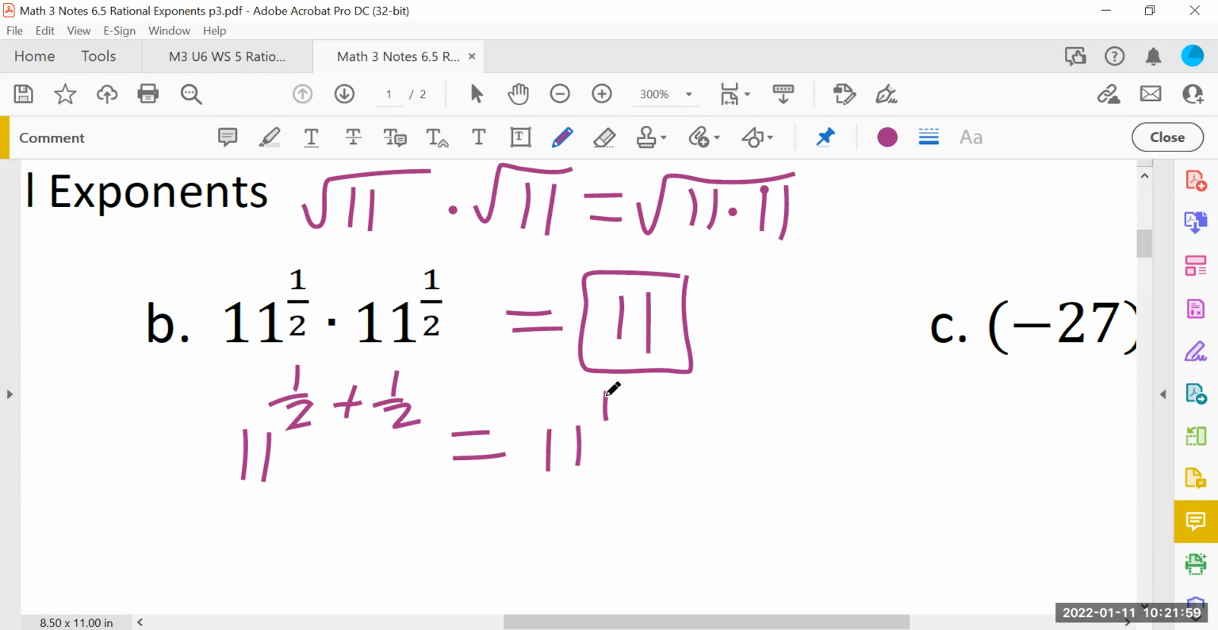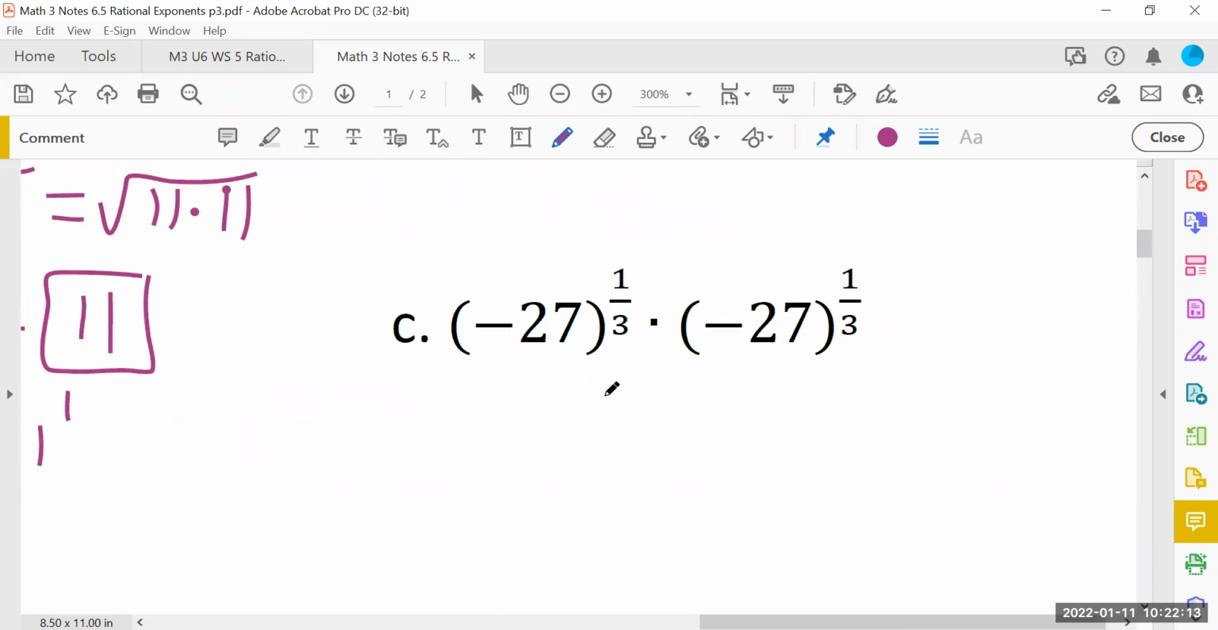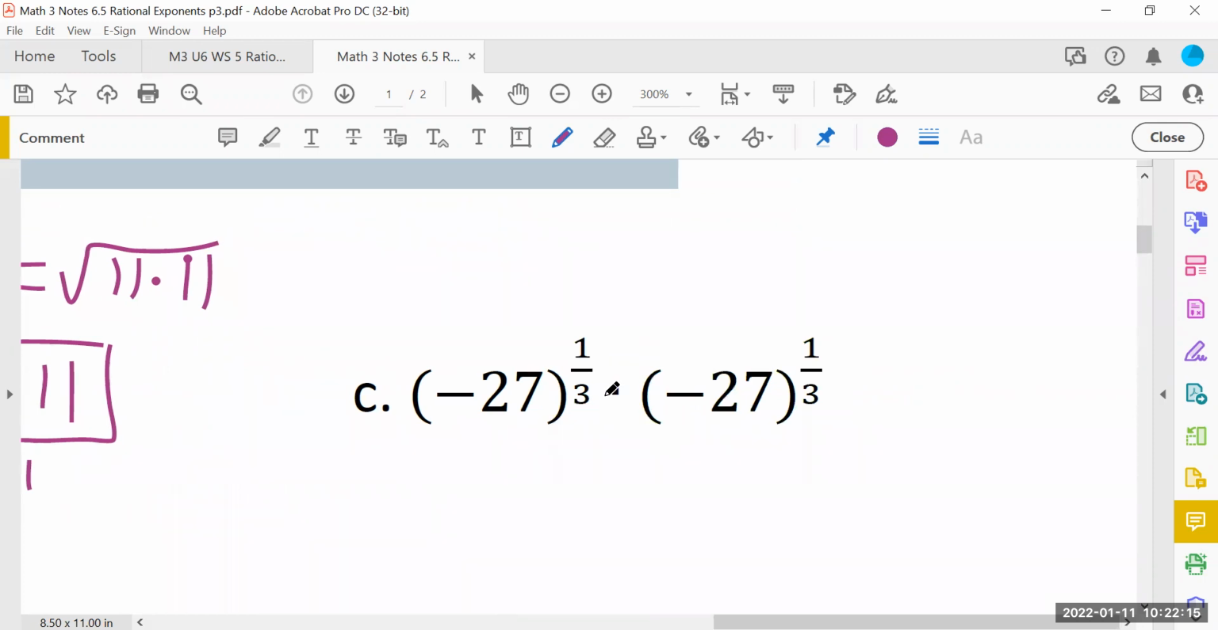Same idea. 2 ways to solve it. One with square roots that we're used to. One with fractional exponents using the exponent rules. Both work. Letter C. This is the cube root of -27 times the cube root of -27, right? That's what the 1/3 exponent means, the third root. Third root of -27. Is everybody good?